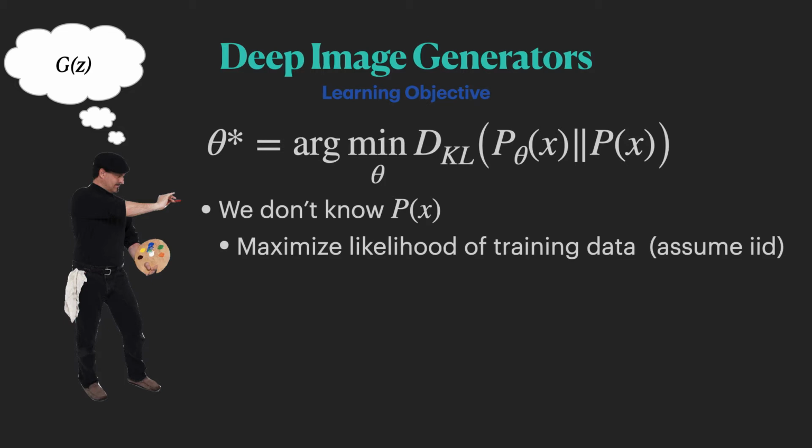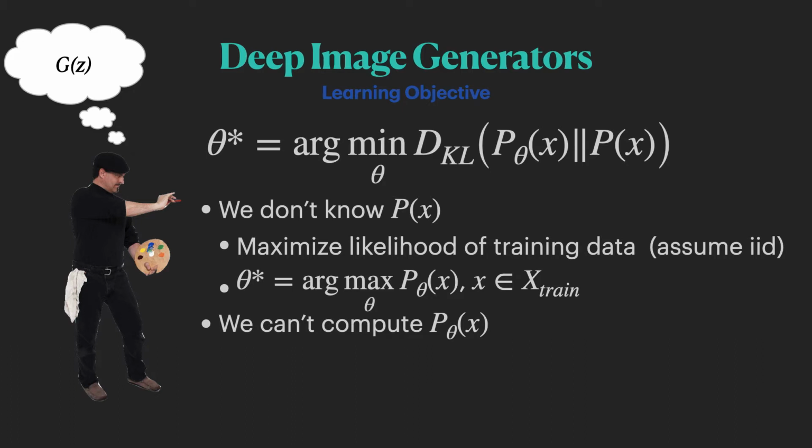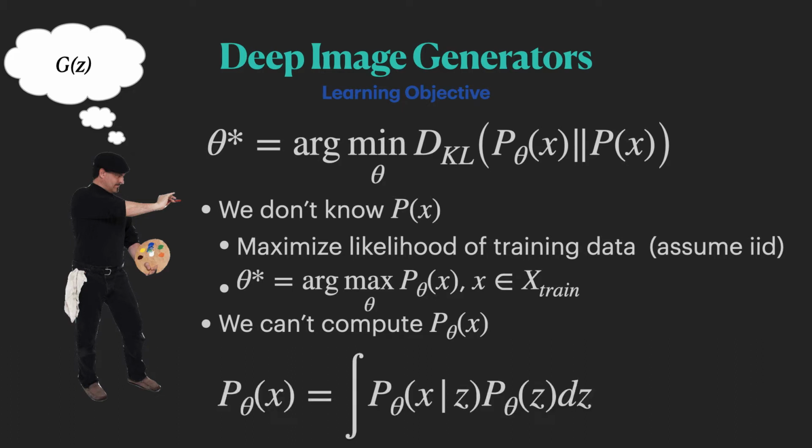So instead of matching probabilities, we can maximize the likelihood of samples from our training data, assuming that the images are independent. And the second problem is that we can't compute the probability of our model, because this requires computing this integral, which is equivalent to going over all the canvases in the world, which is not very practical unless we use a probability model with a closed form solution. Each family of generative models has a different approach to handle this issue, and we'll discuss it in this talk.